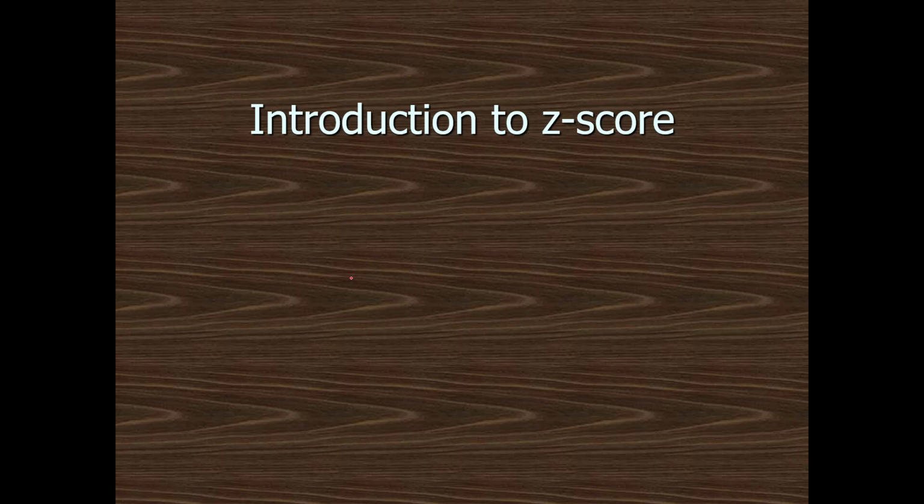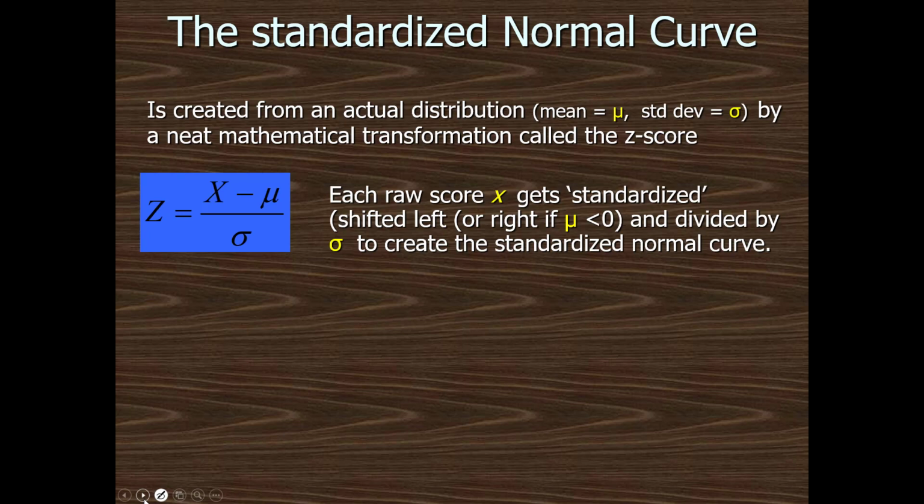In this video, we'll be spending a little bit of time with the z-score and exercise 13. So we're starting with the standardized normal curve, which we've looked at in a previous lesson. It is created from an actual distribution where the mean is mu, so 75 or something, and standard deviation is sigma, something like 12 or whatever the number is, by a neat mathematical transformation called the z-score.